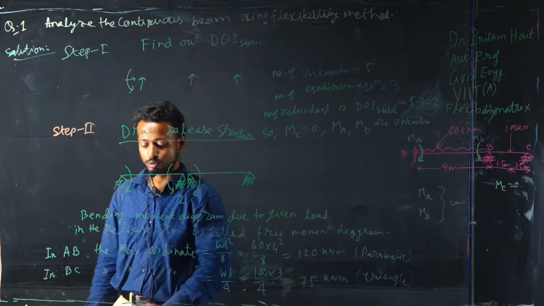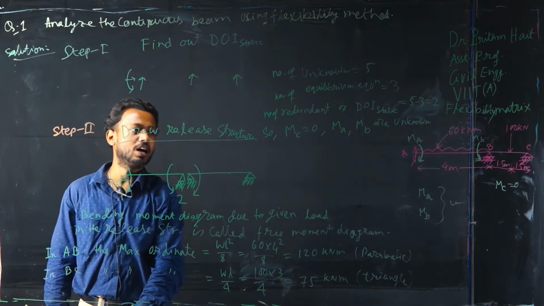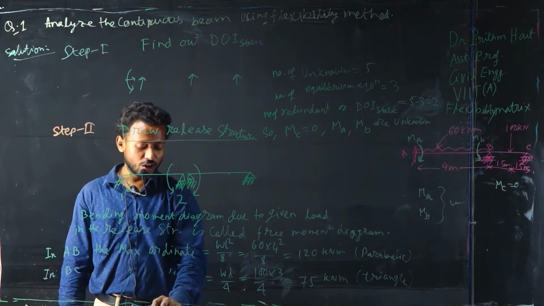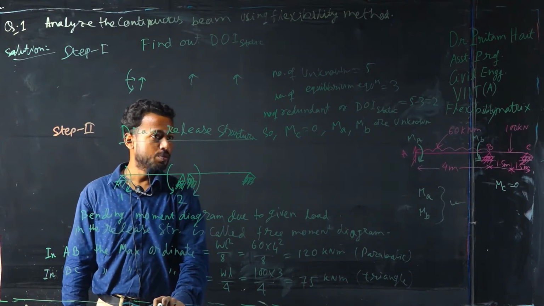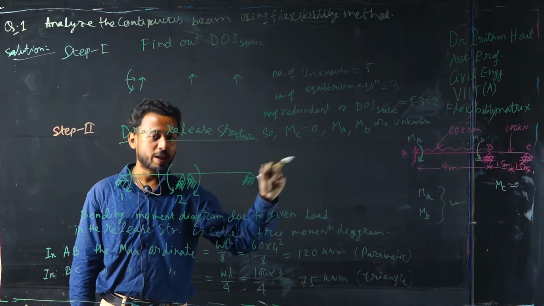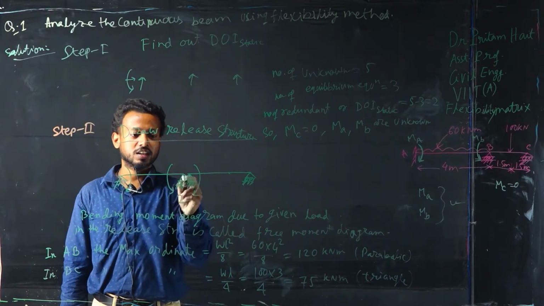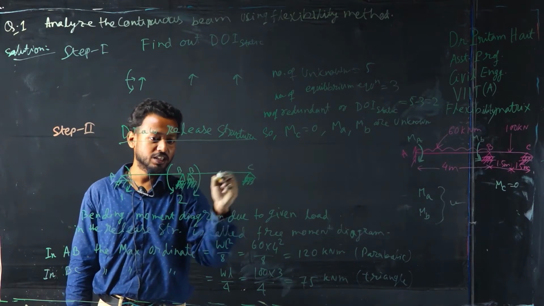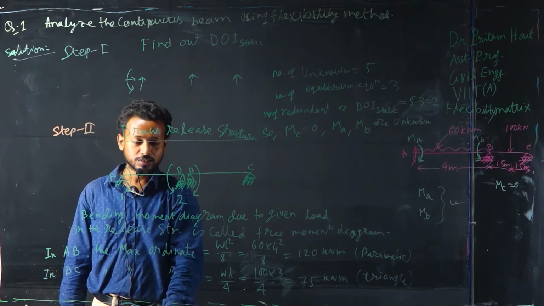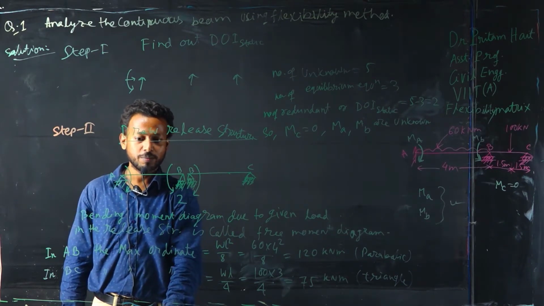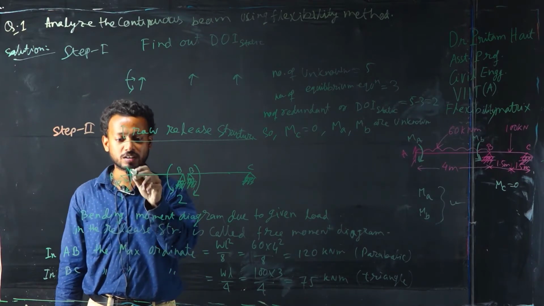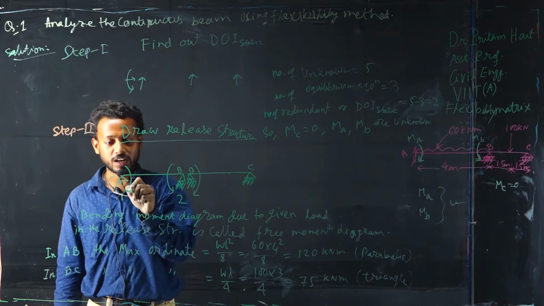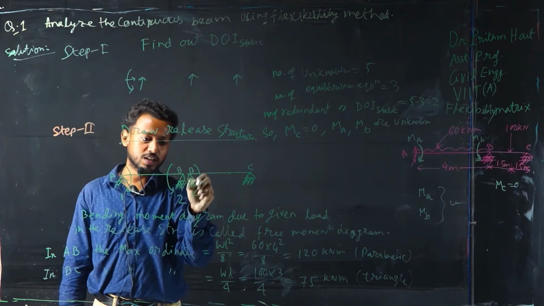Come to step 2. Here you have to draw the release structure. That means the structure you have been given in the question, you have to separate the span. So I have drawn here, I have separated these two spans, this is AB and this is BC, and I have marked the coordinate direction. This is one coordinate direction, this is two coordinate direction.